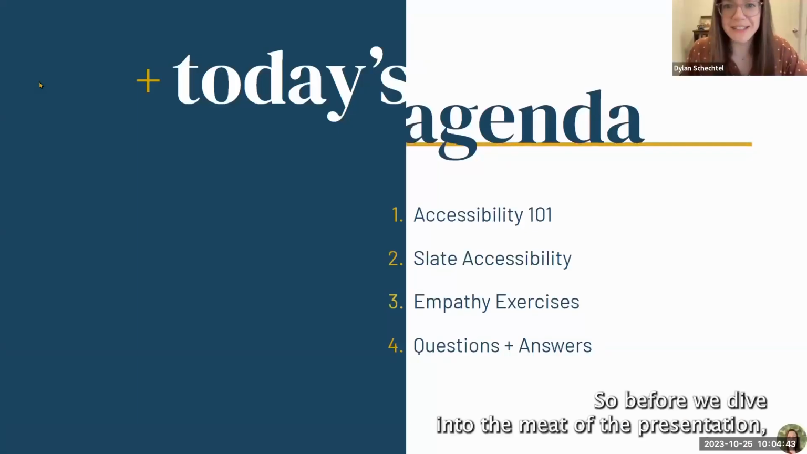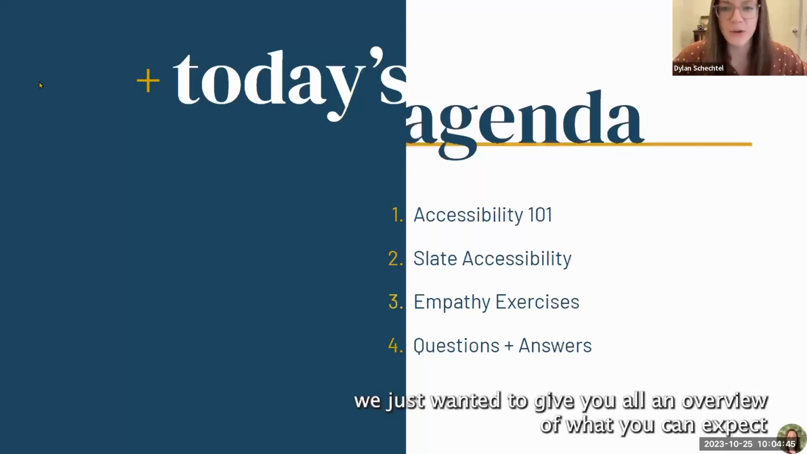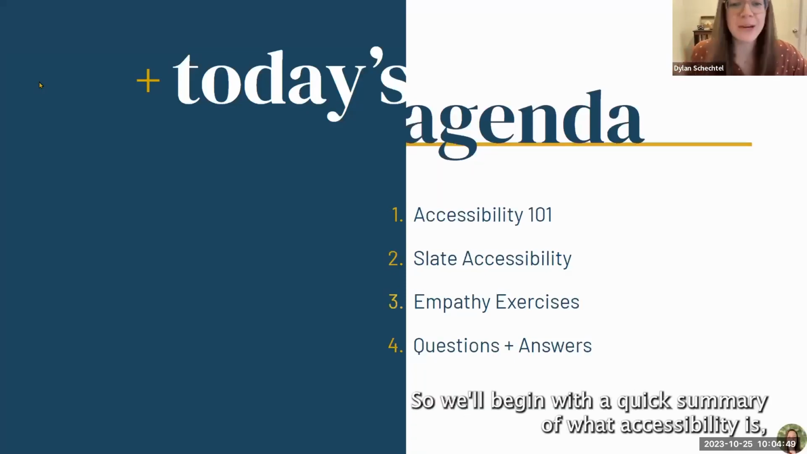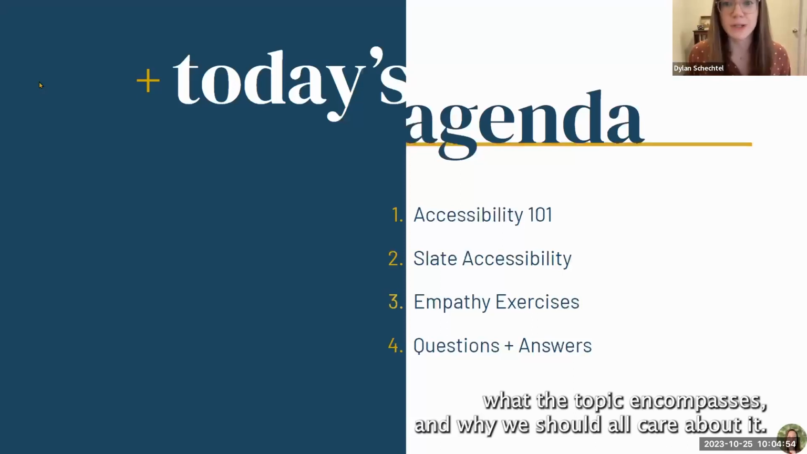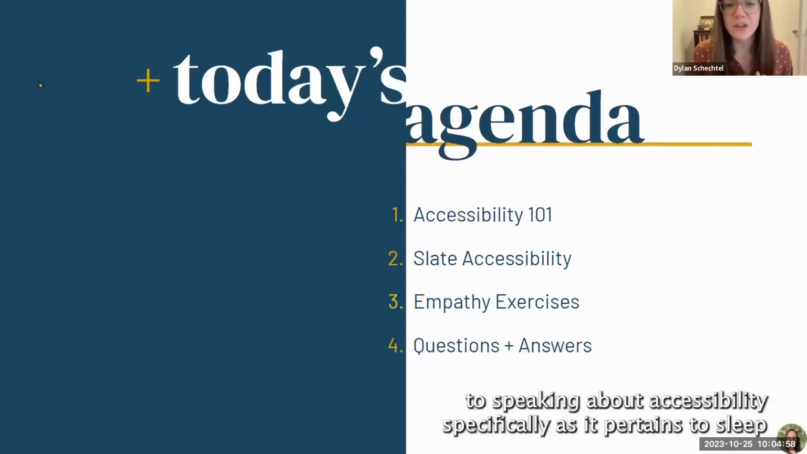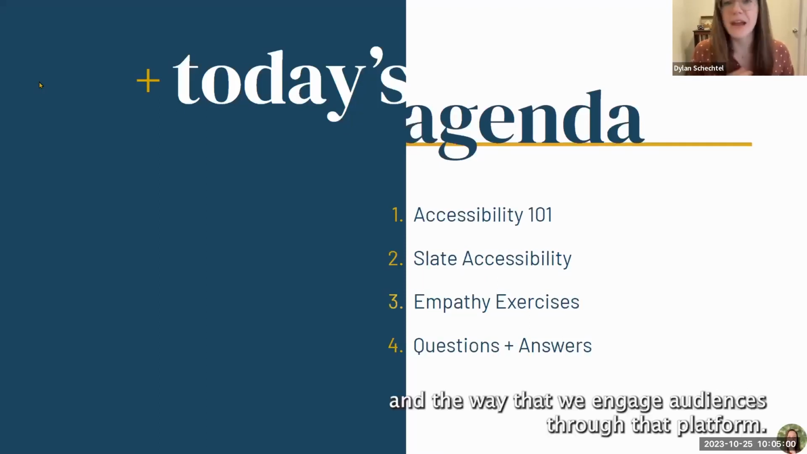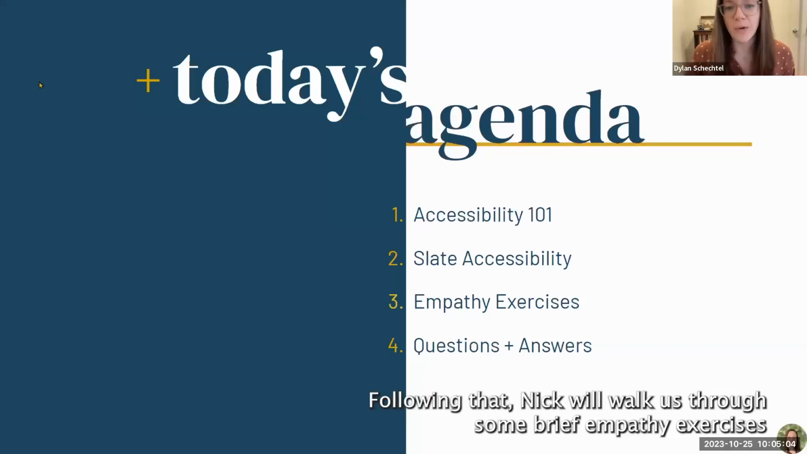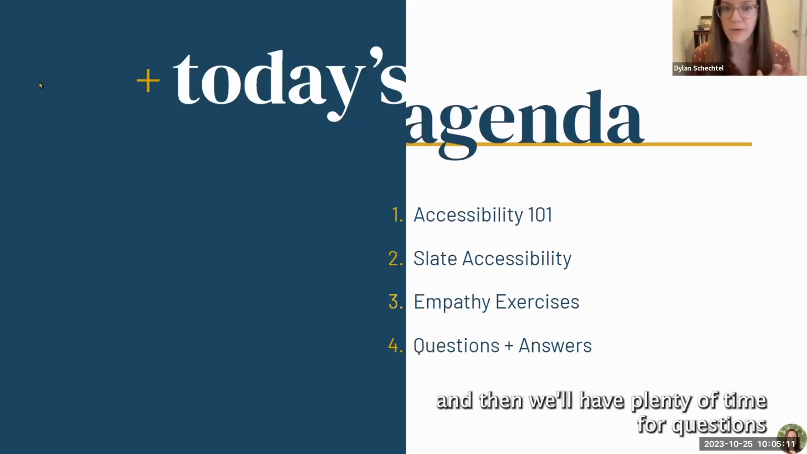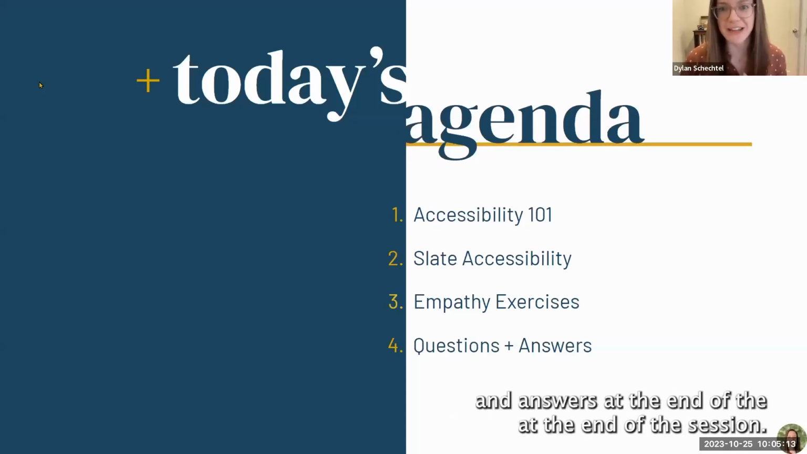Before we dive into the meat of the presentation, we just wanted to give you all an overview of what you can expect during our time together today. We'll begin with a quick summary of what accessibility is, what the topic encompasses, and why we should all care about it. Then we'll transition to speaking about accessibility specifically as it pertains to Slate and the way that we engage audiences through that platform. Following that, Nick will walk us through some brief empathy exercises to really help drive home the importance of accessibility work, and then we'll have plenty of time for questions and answers at the end of the session.